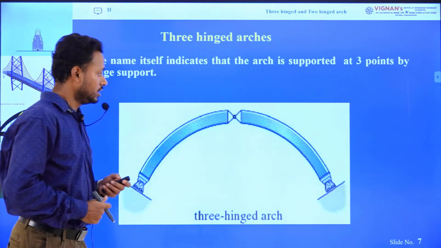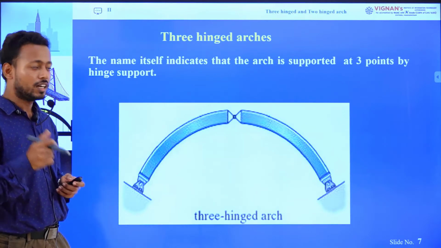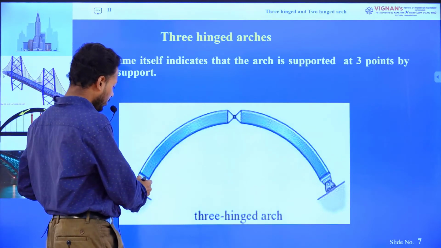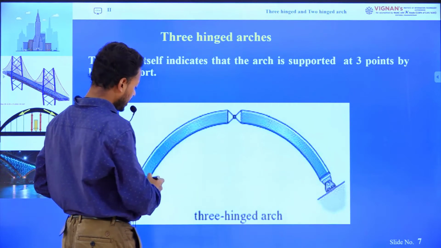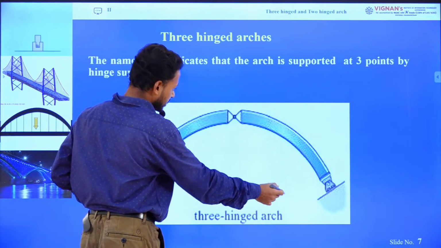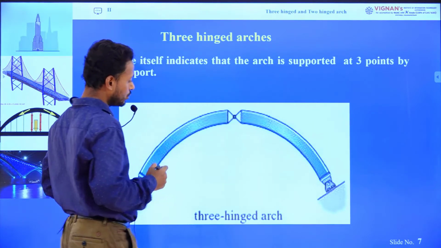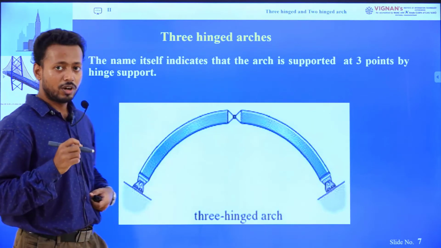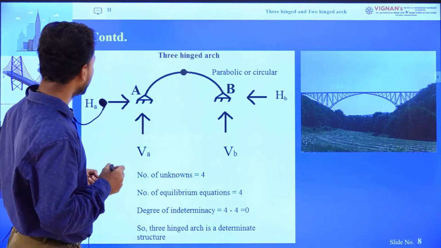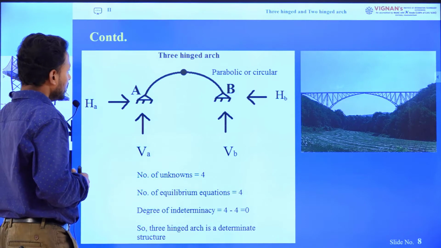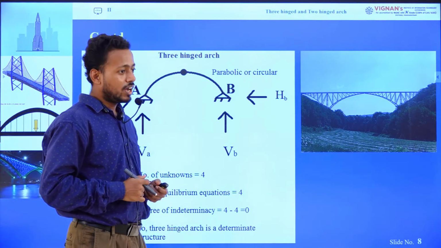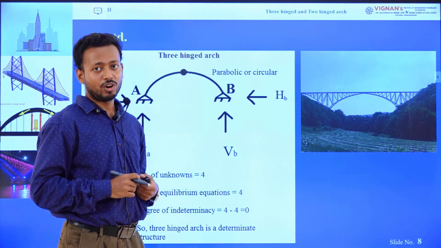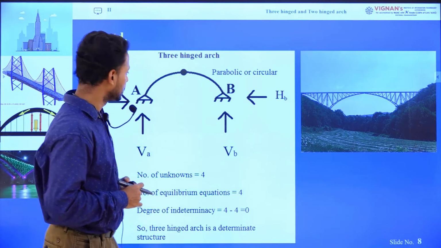3-hinge arch. What is a 3-hinge arch? If an arch has 3 hinges, 2 hinges at the ends and 1 hinge at the crown, then this arch will be called a 3-hinge arch. Similarly, now, what is the degree of indeterminacy of a 3-hinge arch?